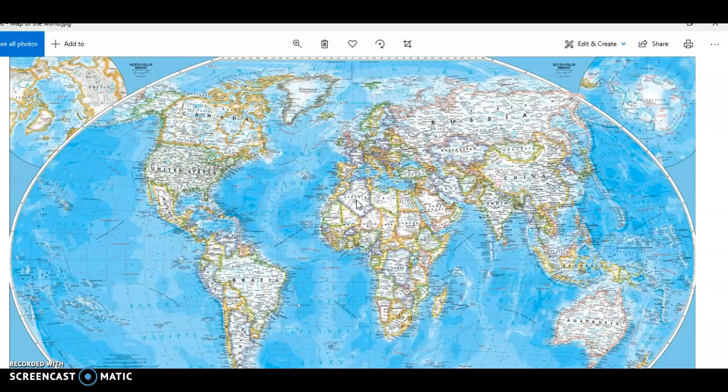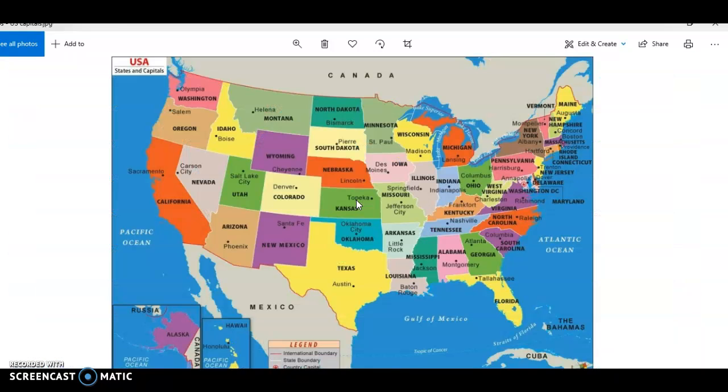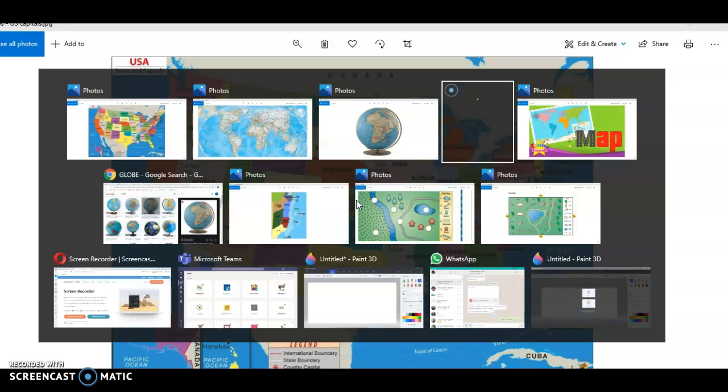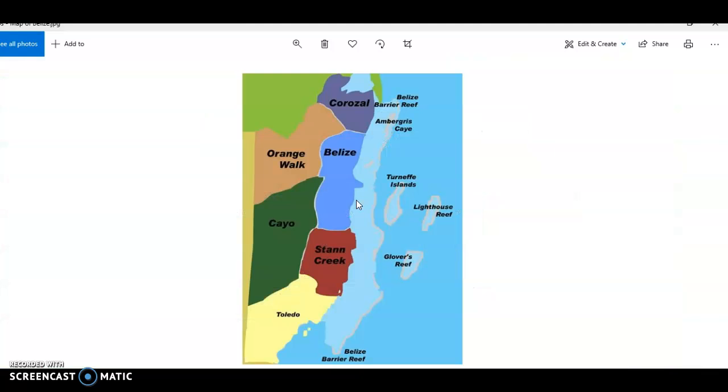So we have different kinds of maps. We have the map of the world, showing us an entire picture. We can have a map showing a specific area. For example, this map is showing the U.S. states and their capitals. And we can go to an even smaller map of just a piece, for example, a map of Belize.